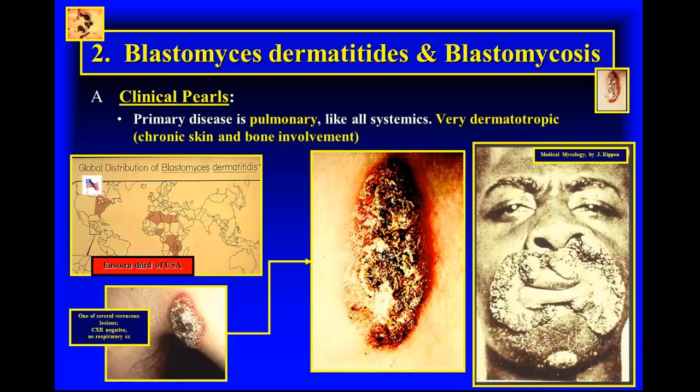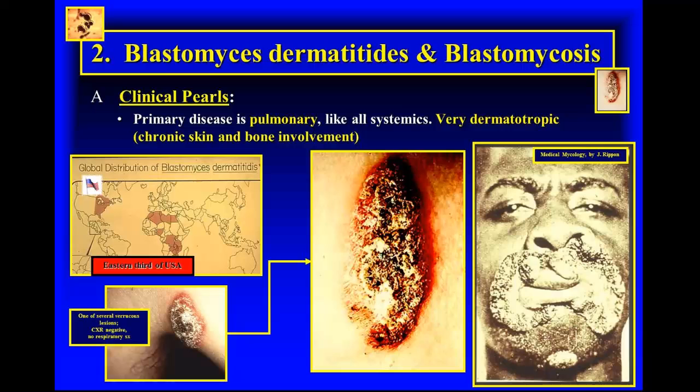How do we catch all the deep or systemic fungal pathogens? You breathe in the filamentous form in nature. It goes into your nose, sinuses, lung. If it's going to disseminate, it goes from there. So we know from Blasto that the primary disease is going to be pulmonary. I'll give you a clinical clue.